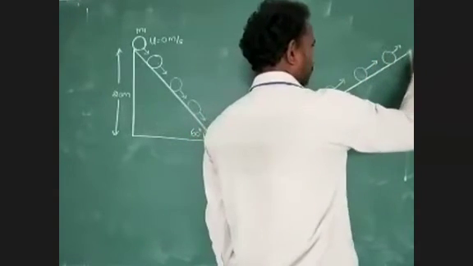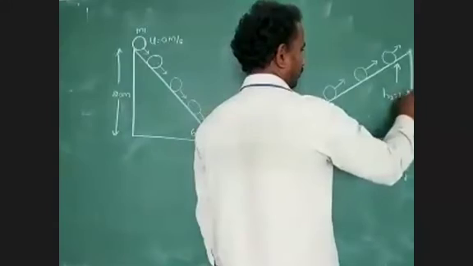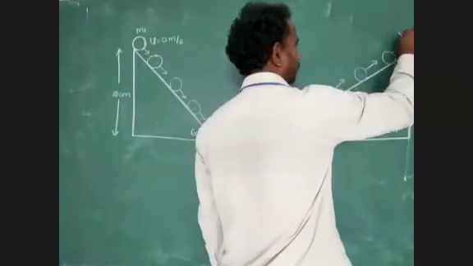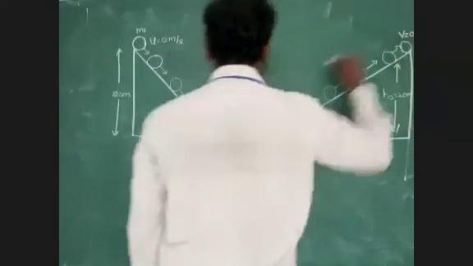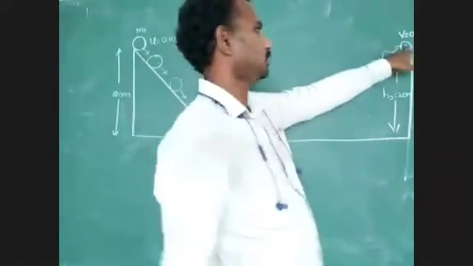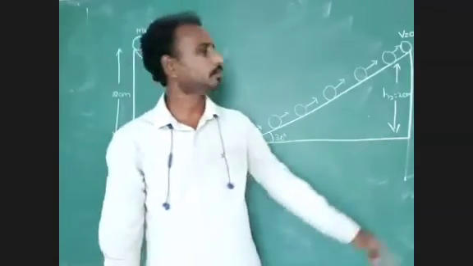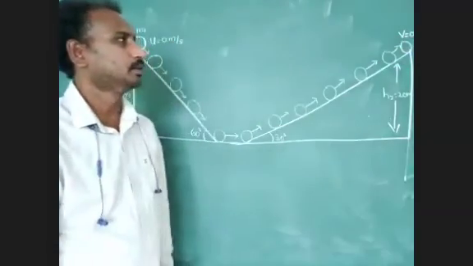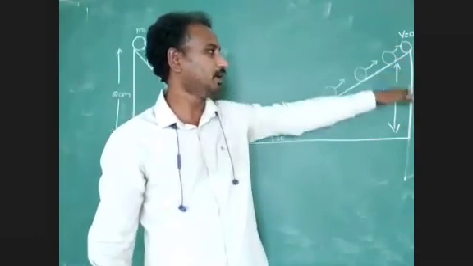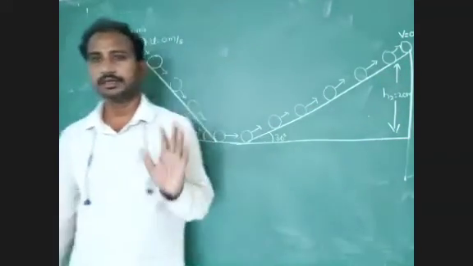Your height equals how much? Consider that height h2 equals 20 meters. What is the final velocity? Final velocity v equals 0 meters per second. Okay, you can identify this point. The final velocity of that particular body is 0. It reaches the height with respect to ground h2 equal to 20 meters.